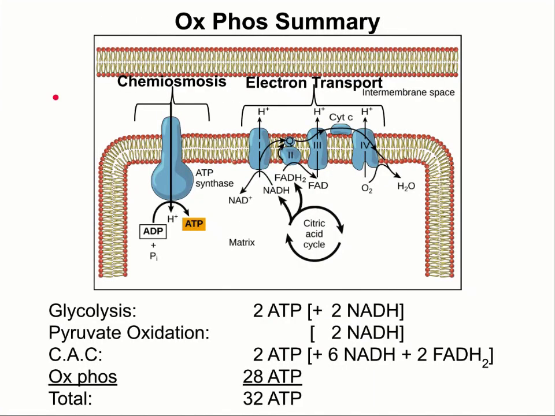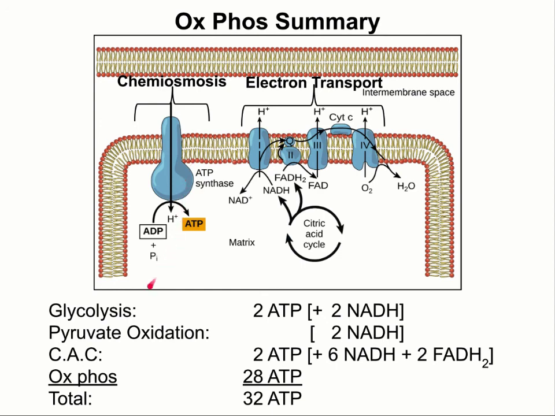To summarize, OXPHOS is the combined processes of electron transport and chemiosmosis. Electron transport uses the energy of electrons in NADH and FADH2 to generate a proton gradient, as those electrons flow to oxygen to form water. The energy of the proton gradient, in turn, is captured as ATP when protons flow down their concentration gradient across the inner mitochondrial membrane through ATP synthase.